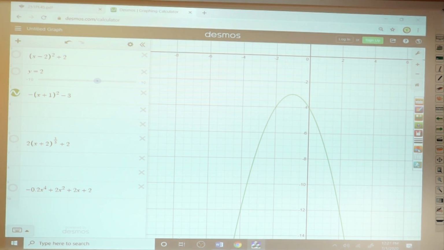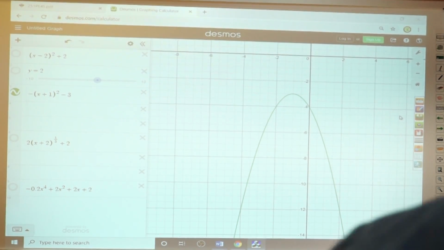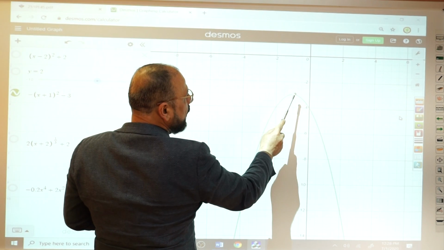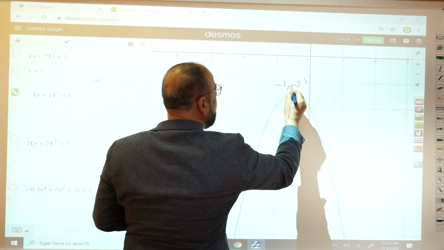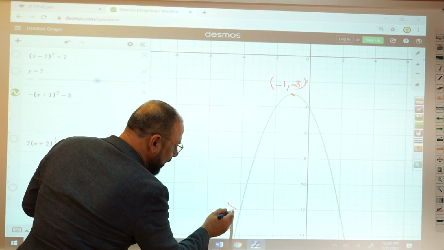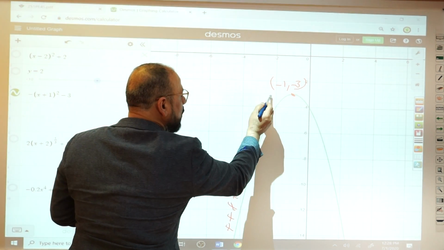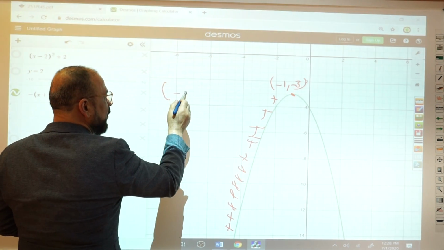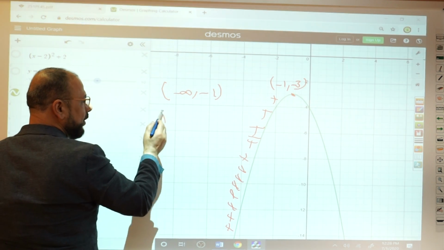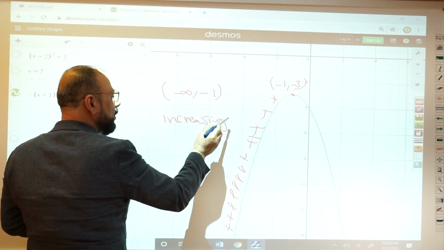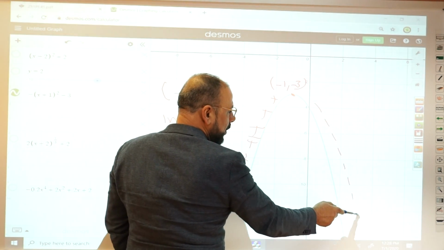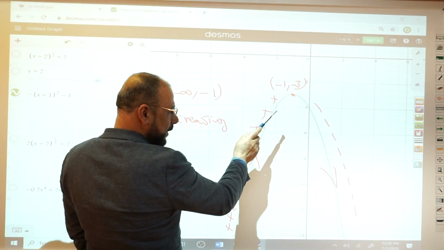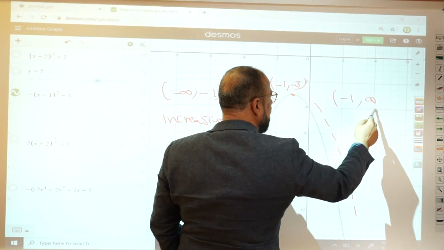If this function is my f of x, this point is -1 and -3. You have to find it, okay? The function is going up, positive, all the way to here, right? Going up. Then from -infinity to -1, increasing. Why? Because if you go back to the rule, you will see when the function is going up. And here, the function is going down. Then from -1 to infinity, decreasing.